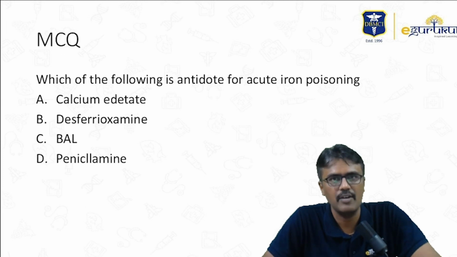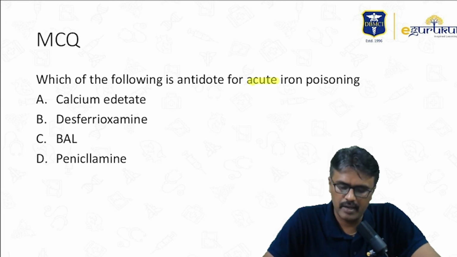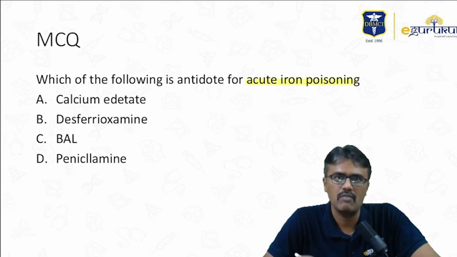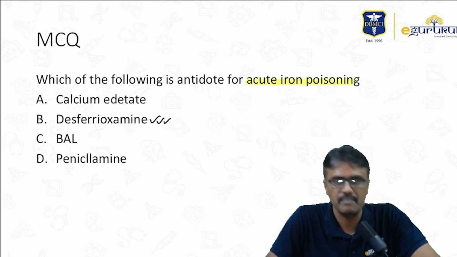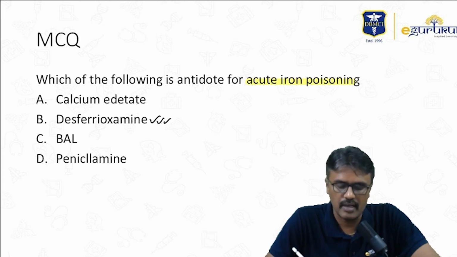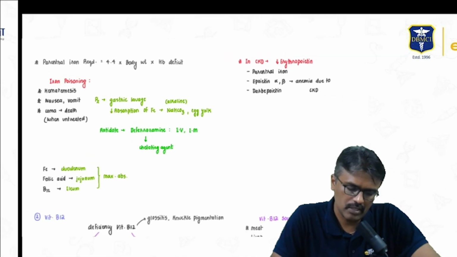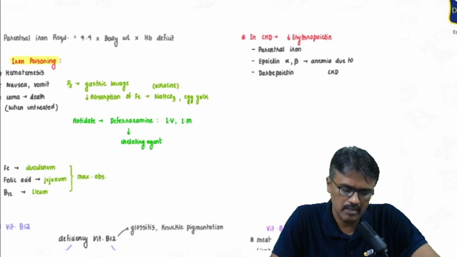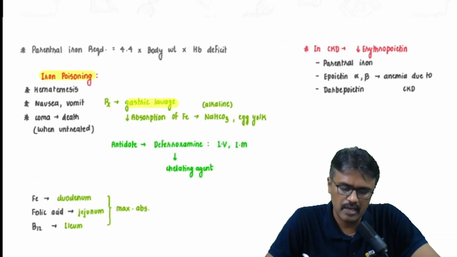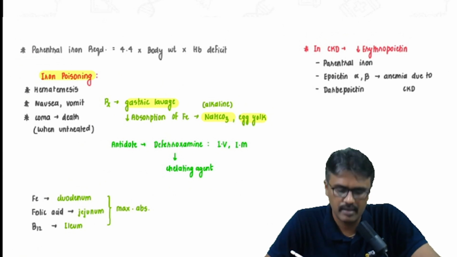Which of the following is the antidote for acute iron poisoning? I repeatedly tell in the classes that at least one antidote question will be coming. The antidote for acute iron poisoning is desferrioxamine. It's an iron chelator. What is iron poisoning? The patient takes it orally, and usually children are prone to that. The treatment is gastric lavage, making the pH of the stomach alkaline, and giving egg yolk, which decreases the absorption of iron, and the antidote is desferrioxamine, given either IV or IM.